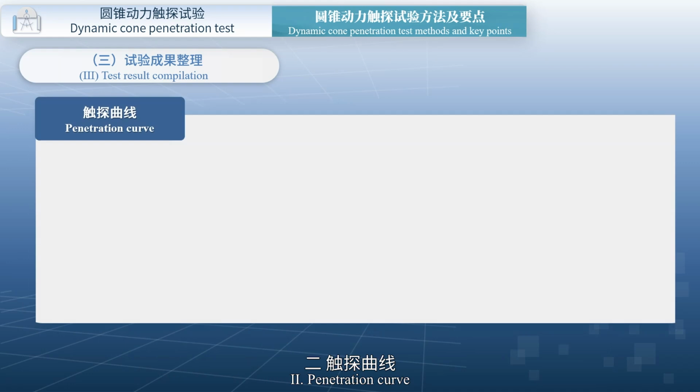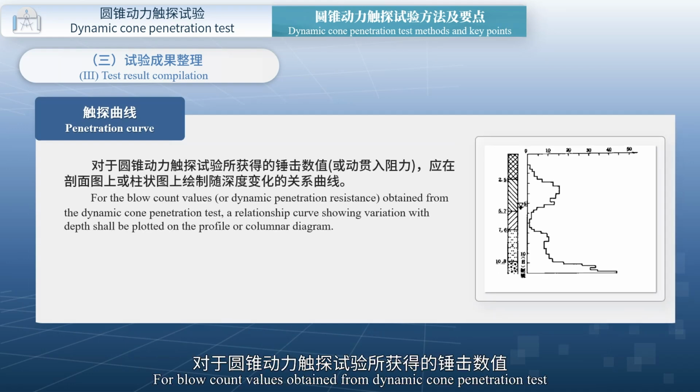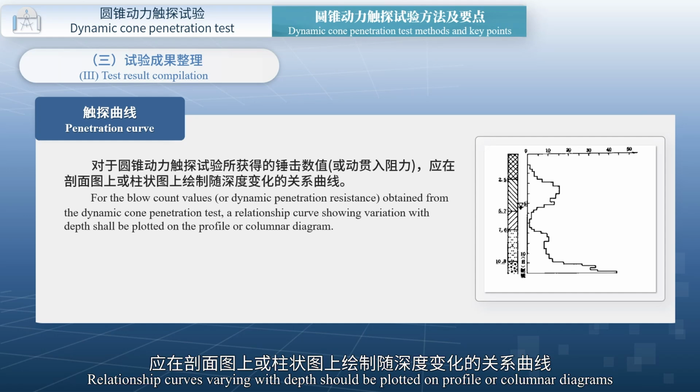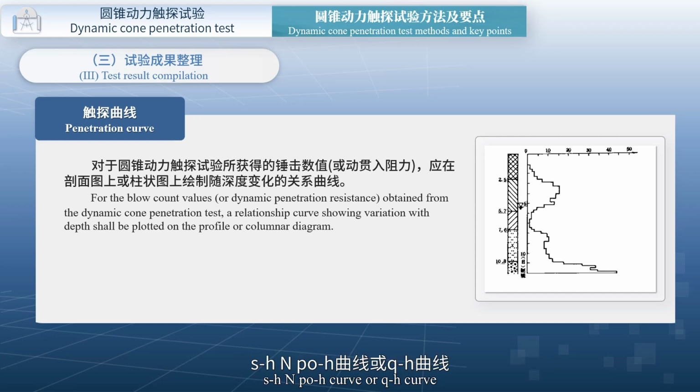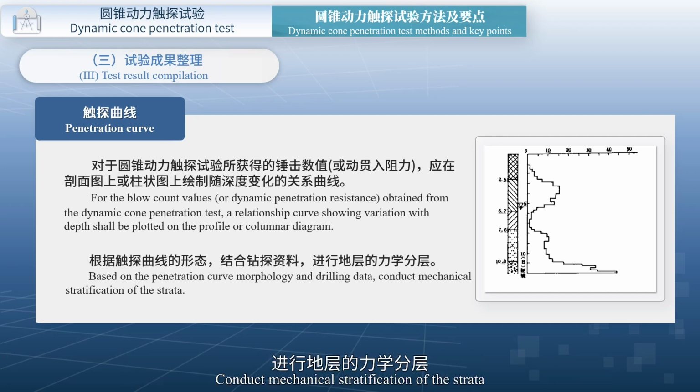Second, penetration curve. For blow count values obtained from dynamic cone penetration test or dynamic penetration resistance, relationship curves varying with depth should be plotted on profile or columnar diagrams, such as the SHN-POH curve or QH curve. Based on the shape of the penetration curve and combined with drilling data, conduct mechanical stratification of the strata.